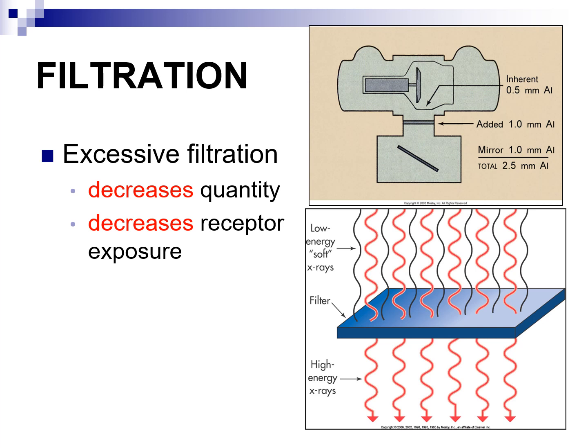Excessive filtration decreases beam quantity. So we have a total of 13 X-ray photons in the top, and we only have 6 in the bottom part. So we've gone from 13 down to 6, which decreases beam quantity, and that will decrease receptor exposure.